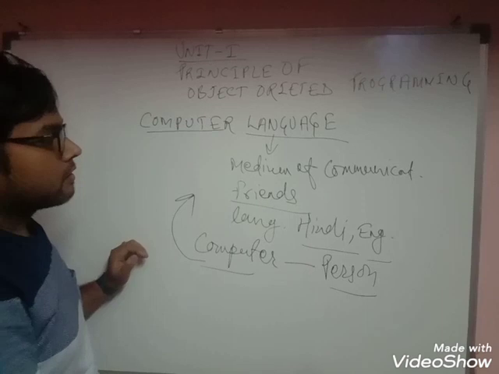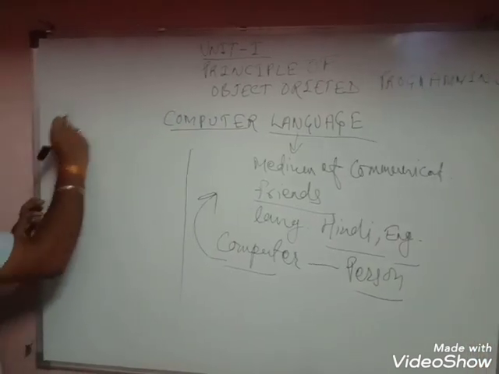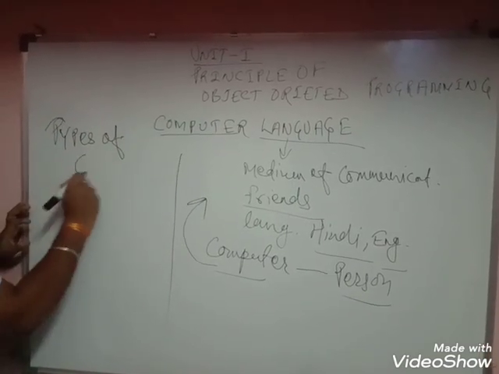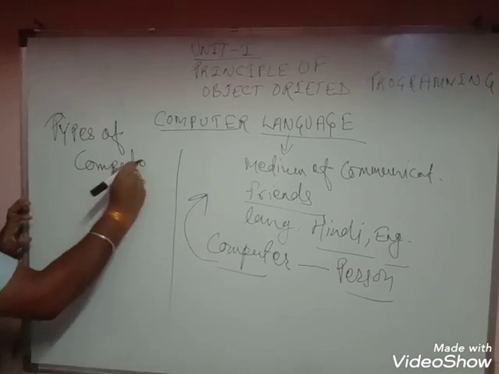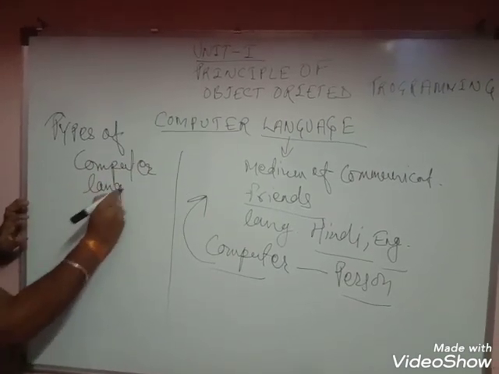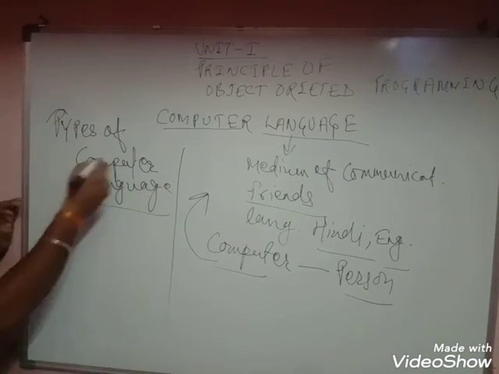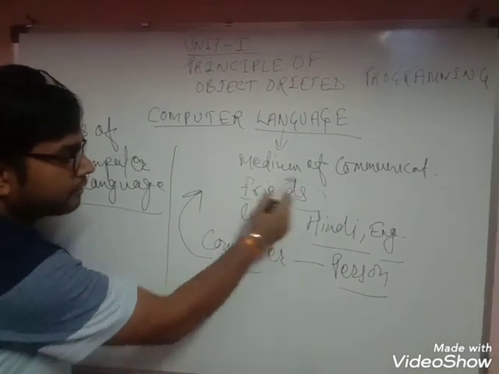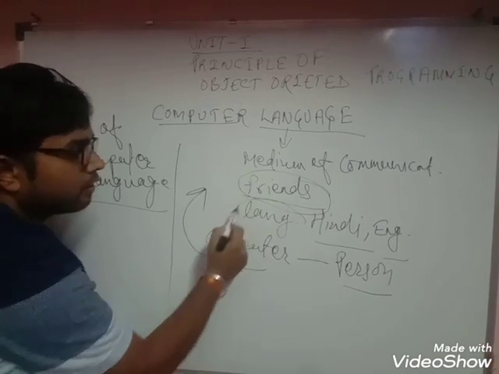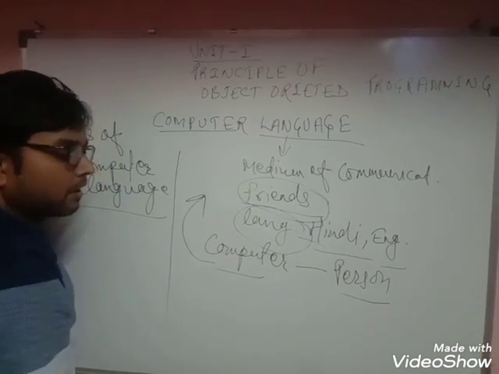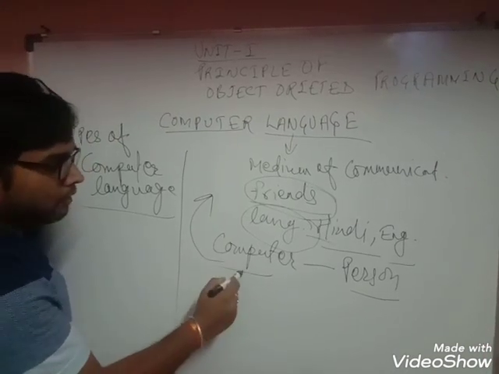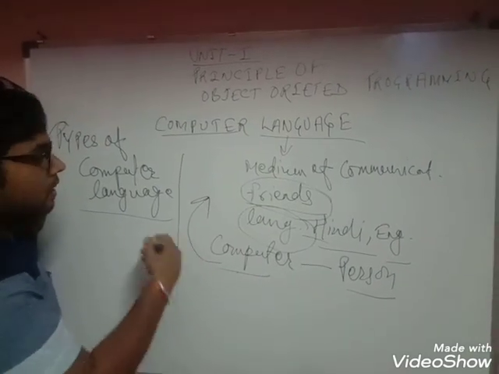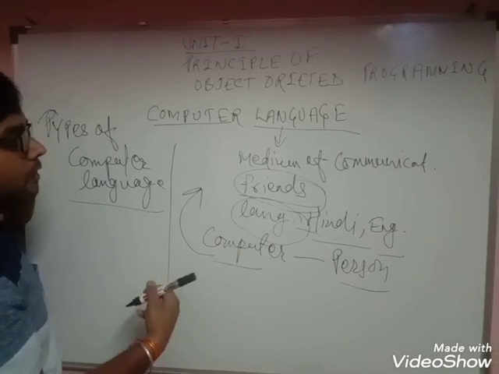So the next topic is the types of computer language. We have already learned that computer language is a language used as a medium of communication. If you want to communicate with your friends or your teachers, you can use Hindi or English. But if you want to communicate with the computer system, you have to know one language, that is called computer language. Now I will tell you the types of computer language.